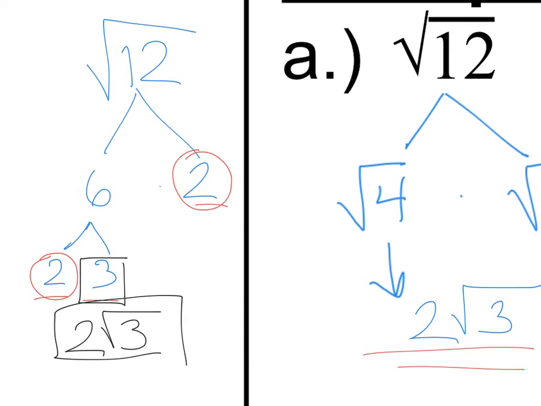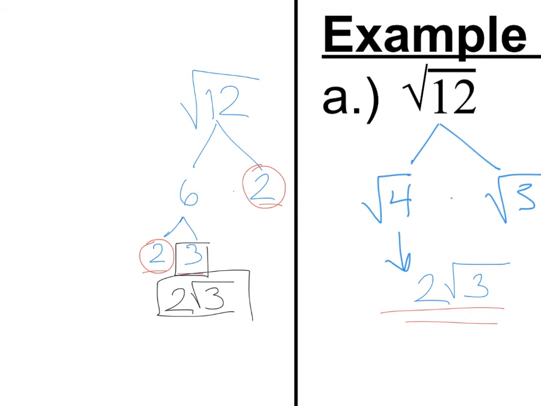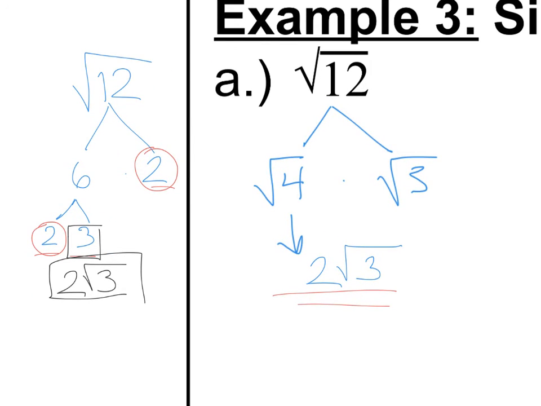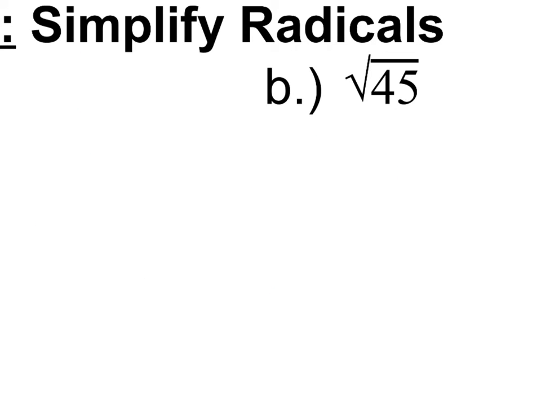Okay? So you got 2 choices. The first way I showed you is kind of foolproof, in that as long as you find the biggest perfect square, then you're okay. Alright? Okay, so 45. Again, let's do it the first way.